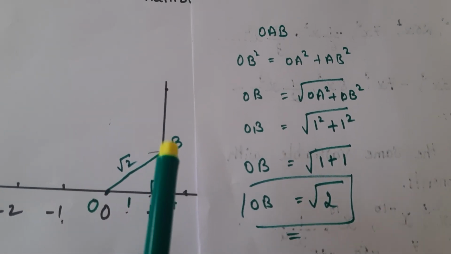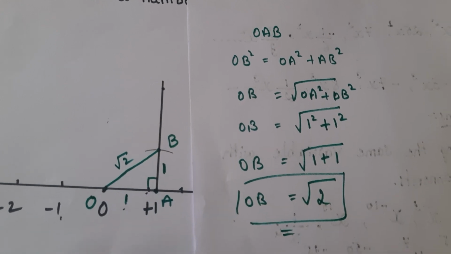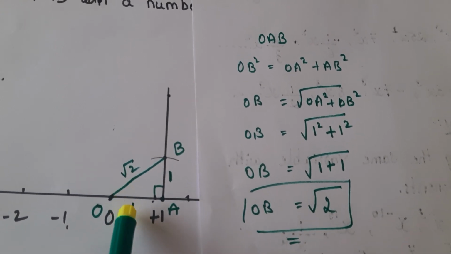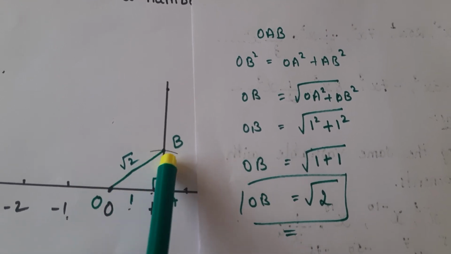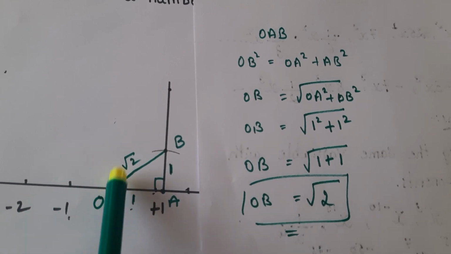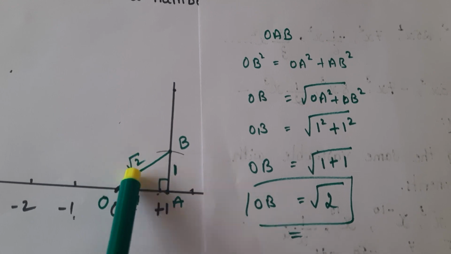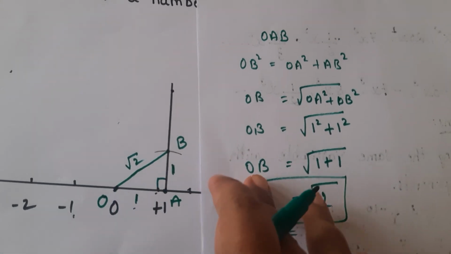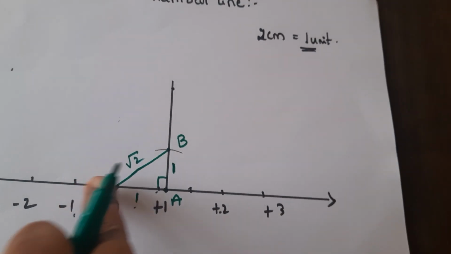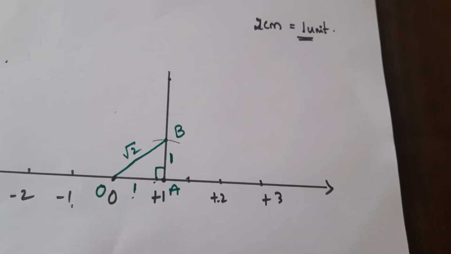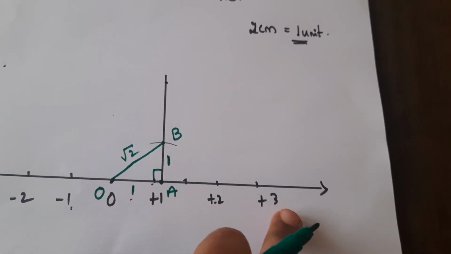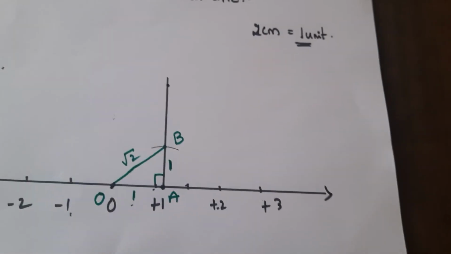That's it. Hence, OAB is the required right angle triangle, to which we applied the Pythagoras theorem, and we got the hypotenuse OB equal to square root 2. But we have not yet plotted the square root 2 on the number line actually. Where is the number line? This is root 2, but I want you to show on this number line where this square root 2 lies.